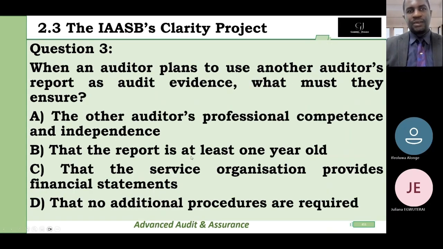All right, number 3. When an auditor plans to use another auditor's report as audit evidence, what must they ensure? A, the other auditor's professional competence and independence. B, that the report is at least 1 year old. C, that the service organization provides financial statements. D, that additional procedures are required. A. Okay, I is saying A. J is saying A also.